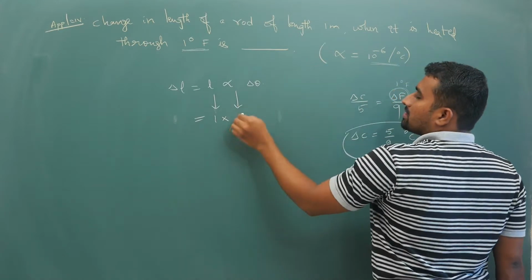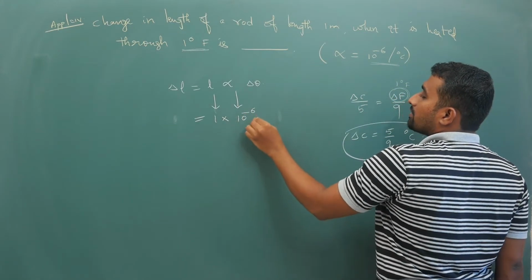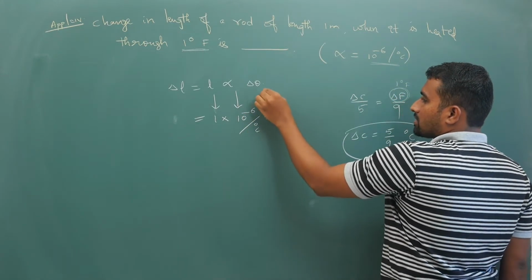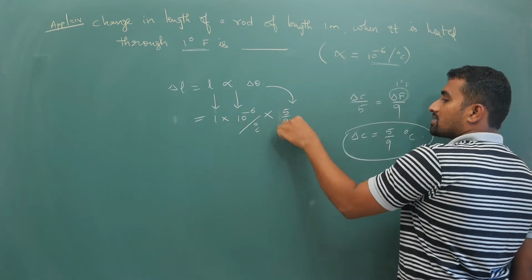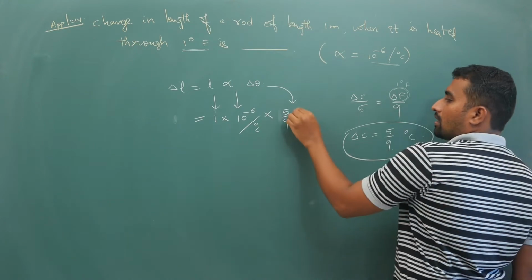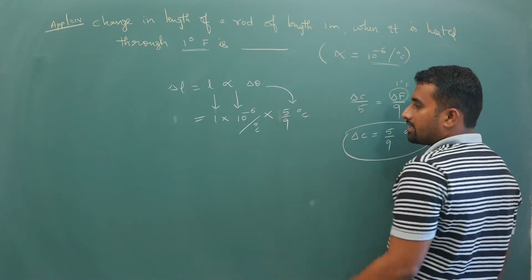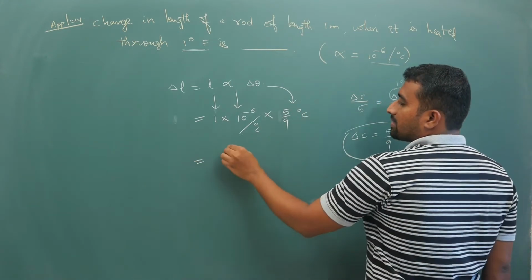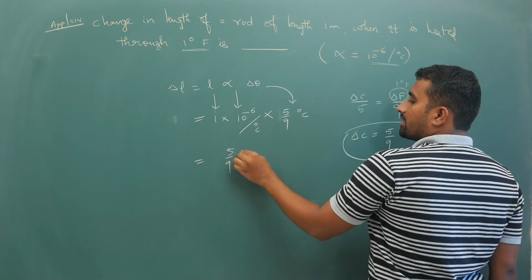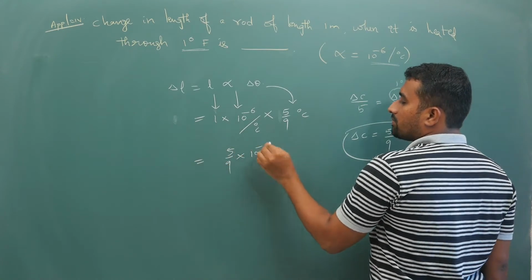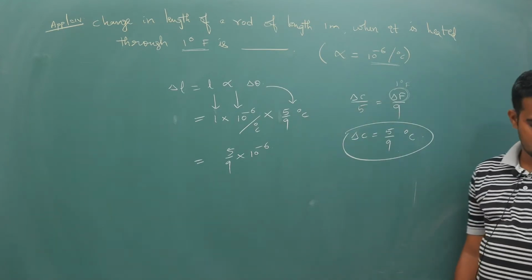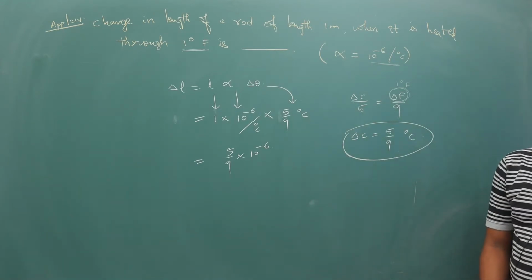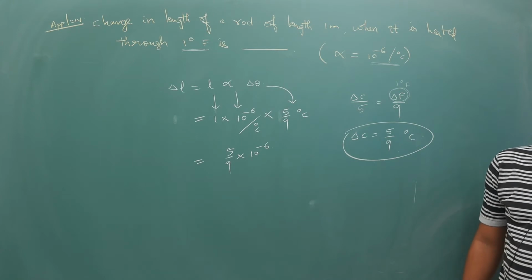So that will give delta L equal to 1 times alpha, which I am not converting, 10 power minus 6 per degree centigrade, times the temperature difference in Celsius scale, which is 5 by 9 degrees centigrade. Degree centigrade will cancel off. You are going to get 5 by 9 times 10 power minus 6 meters. Okay, basic questions, you do it depending upon the unit.